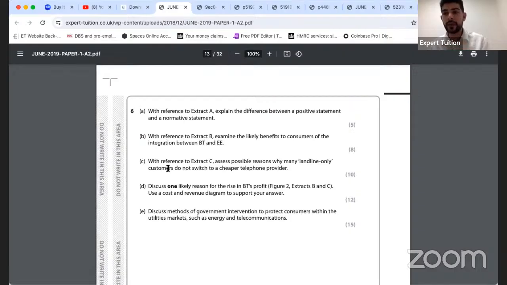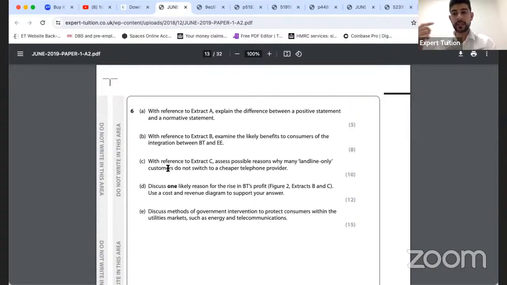Now, just to be clear, by the way, if you get a 12 marker and it doesn't explicitly say draw a diagram, but you shove in a diagram, that doesn't mean you can do one analysis. You now have to do a second analysis as well, yeah? It has to explicitly say draw a diagram for you to basically only need one analysis where you're just explaining the diagram.